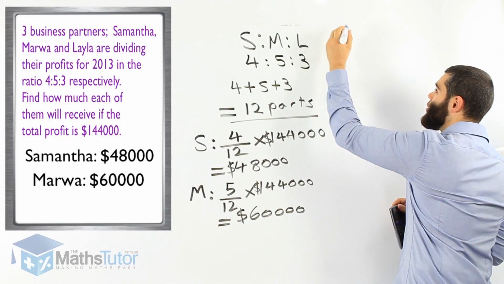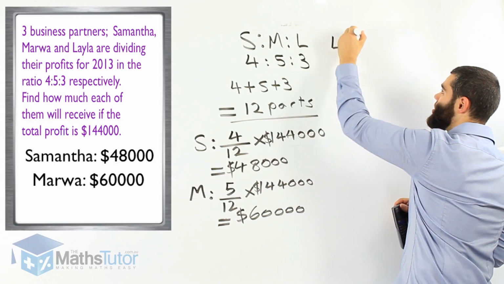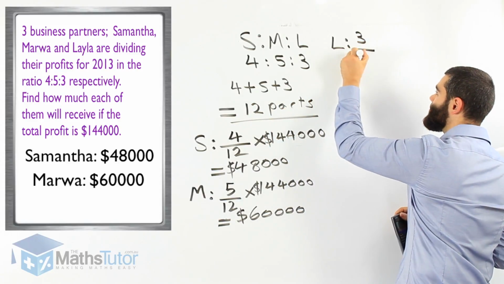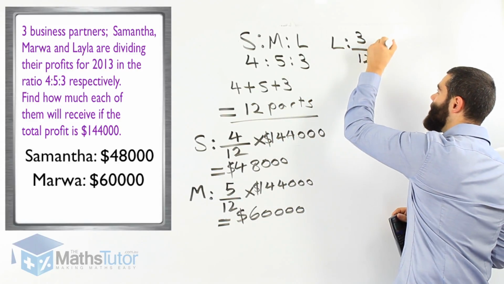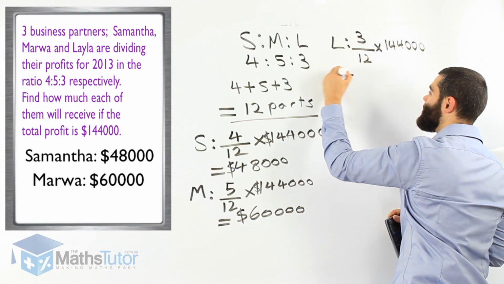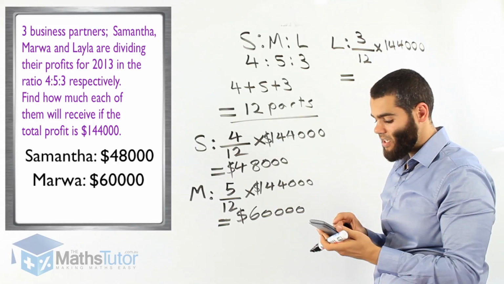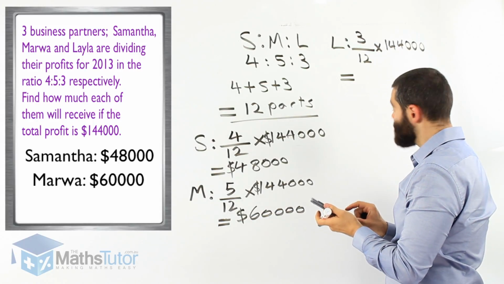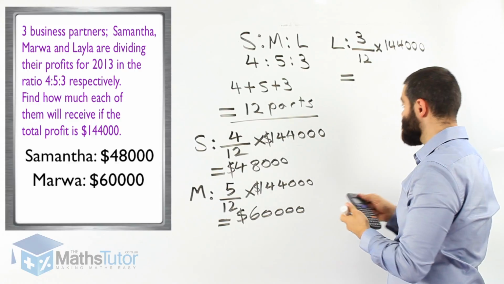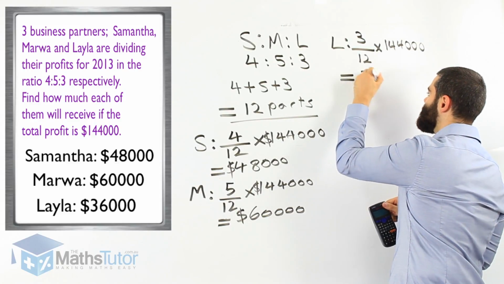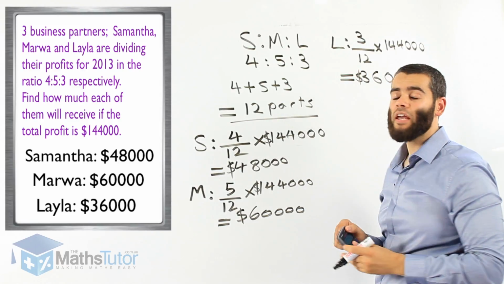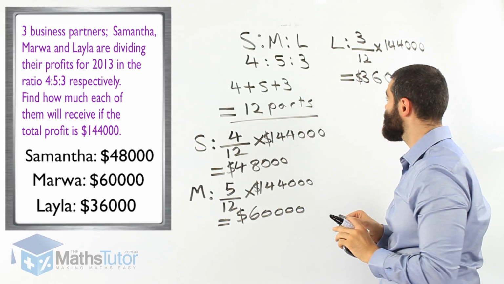We're going to find out her share as well. She gets 3 parts out of the total 12 parts times 144,000. How much will she receive? 3 out of 12 times 144,000. She's going to get $36,000.